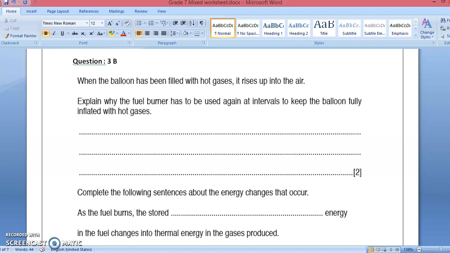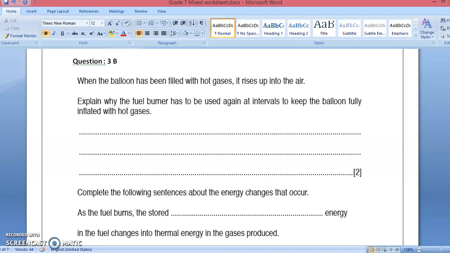Now, did you understand? They are saying that the hot air balloon has to keep flying. So if it has to keep moving, we have to keep switching on the fuel burner at intervals. At intervals means after continuous time, maybe after half an hour or 15 minutes or 20 minutes. So why do we have to keep using the fuel burner? So that the balloon is still big with the hot gases.